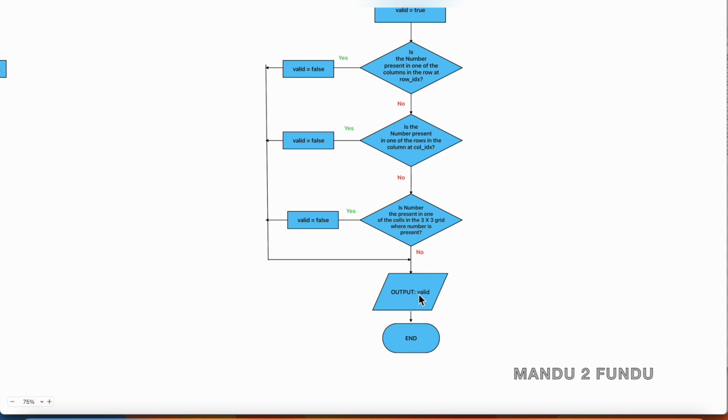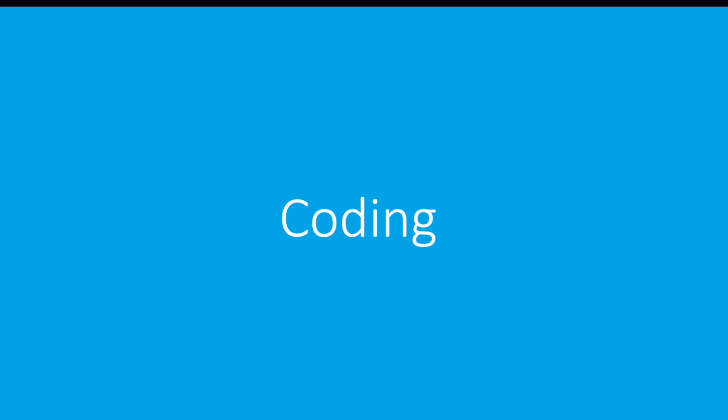Otherwise, finally we have valid as true. If any duplicates are present in one of these conditions, we set valid to false. So we return the valid variable as the output. Let's move on to coding.